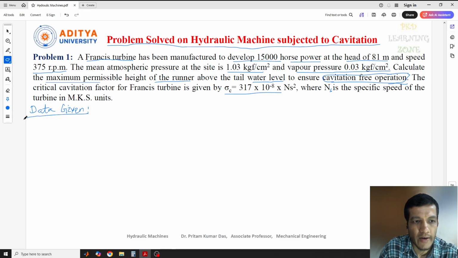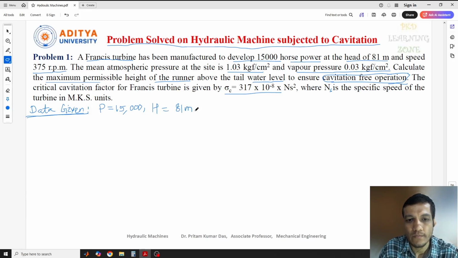Easily we can find out the data here. In the first line itself, the horsepower is given, that means the power to be developed. This is 15,000. The next one is given at the head of 81 meter, so the total head is 81 meter. Next, the speed is given. We can mark it as n. How much rpm? That is 375 rpm.